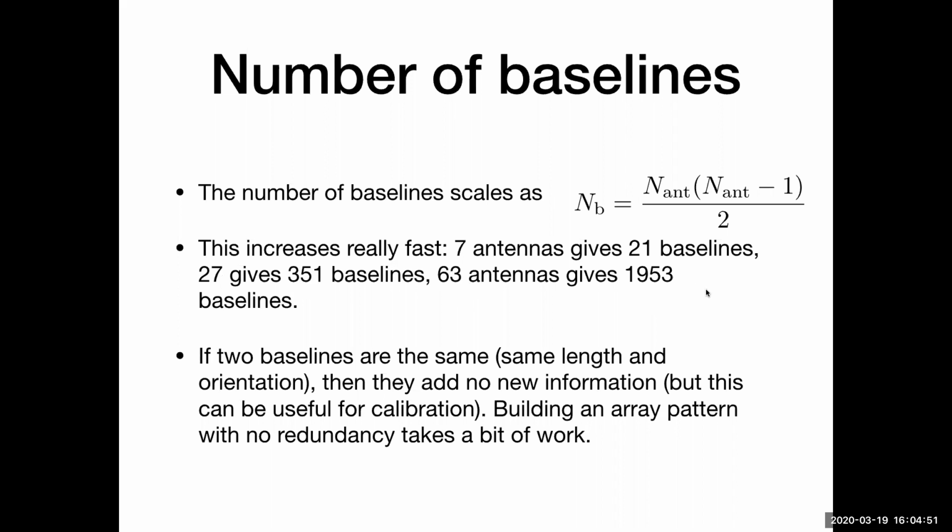Although with the caveat that if 2 baselines are the same, they have the same length and the same orientation, then you're basically not getting any new information because you're measuring the same point in the UV plane with those 2 baselines. It can be beneficial in terms of calibration because you effectively have 2 independent measurements of the same thing. And so you can say, okay, how are they different? If there's any differences, it's got to be calibration error, that kind of a thing. But in general, you don't want that kind of redundancy. You want to get as much new information as you can.